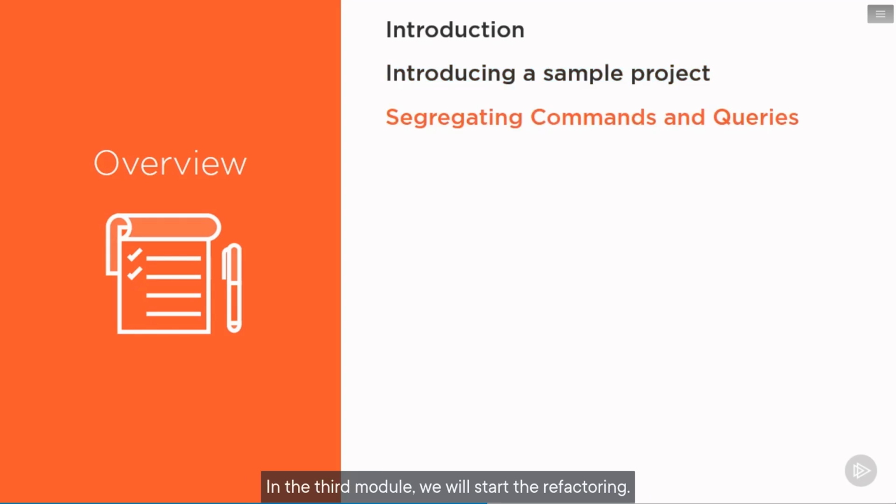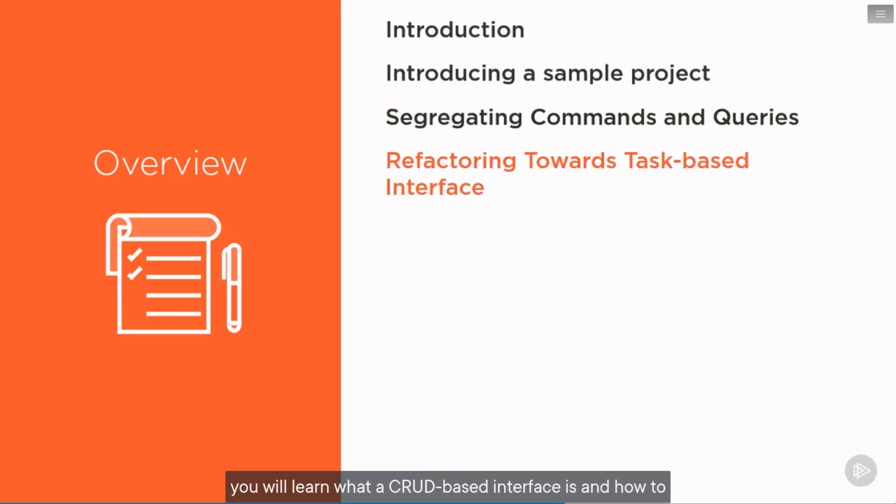In the third module, we will start the refactoring. We will segregate commands from queries by introducing two models, where previously there was only one. You will see how it allows us to offload the read operations from the domain model and thus make this model simpler. Next, you will learn what a CRUD-based interface is and how to refactor it towards a task-based one.